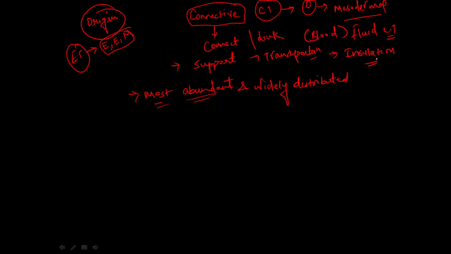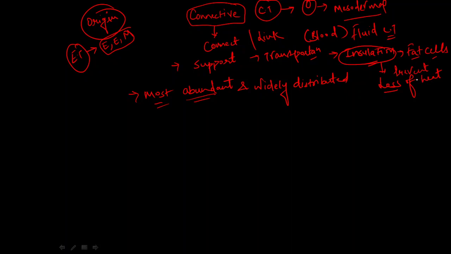Now the question comes to your mind: what is insulation? Whatever you are eating, you are getting energy from it, but the excess energy gets stored in the fat cells, as a kind of glycogen, you can say. So connective tissue stores the energy for when you require it. And insulation also means it prevents loss of heat.